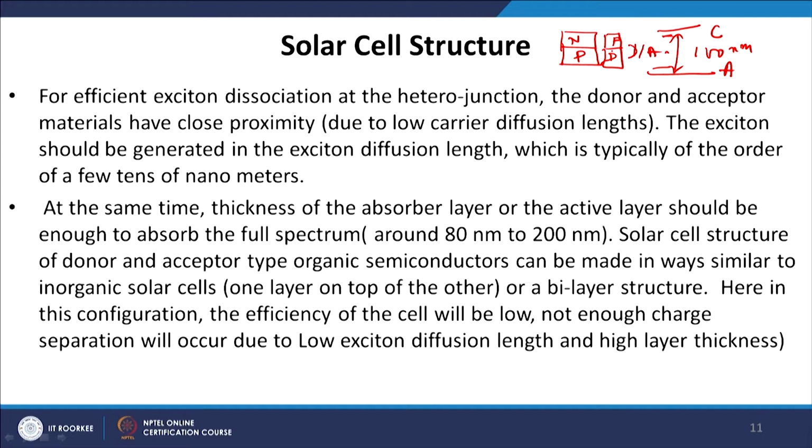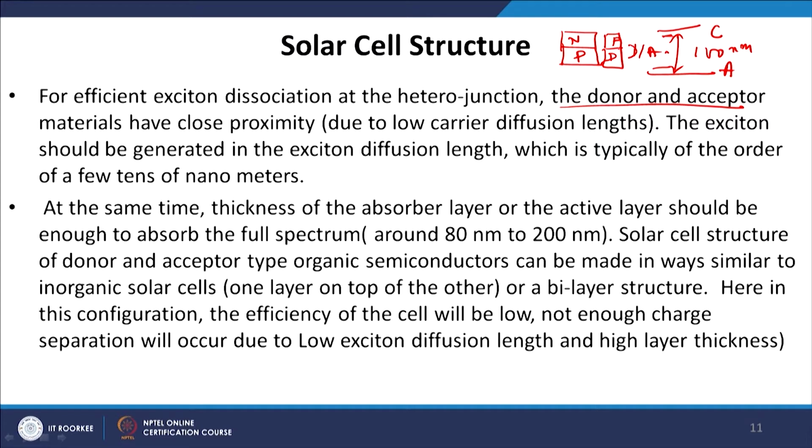Here also, let us say I have a bilayer device where I have a donor polymer layer, and on top of that I have an acceptor semiconducting layer. Now, these two different kinds of materials, the donor and the acceptor, have to be in close proximity because of the low diffusion length of the charge carrier. In an inorganic semiconductor, the diffusion length of the electrons and holes is very large, in the order of micrometers, but here it is only nanometers. So, the electrons would have to travel a larger distance before they recombine at some kind of defect or trap states.